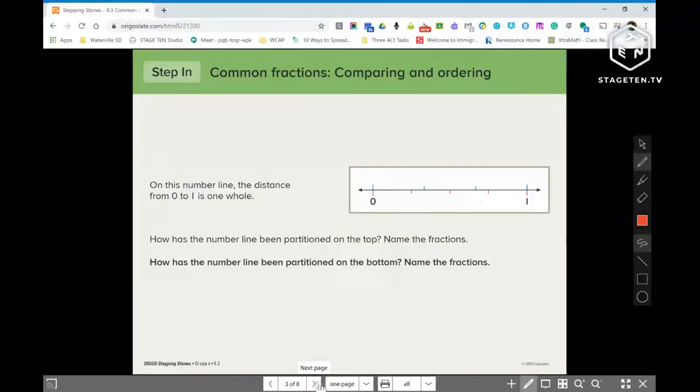If you think about the bottom, how has that been partitioned? So you've got 1, 2, 3, 4. You got 4 pieces. Those are called quarters. Oops, I messed up. So how could we figure out if 2/3 is greater than 3/4?